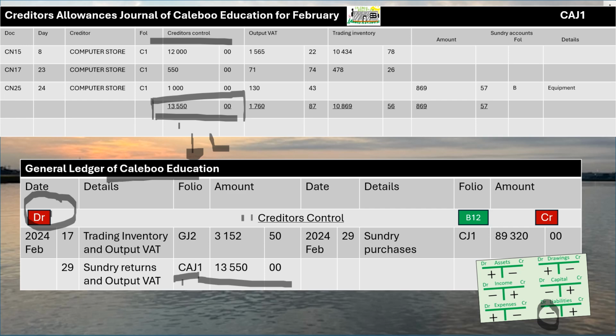So what we're doing is we're doing all the transactions, or a summary of the transactions, and at the end of the month we're posting it to the control account in the general ledger. All these transactions were posted to the creditors ledger on a daily basis. This year we're just doing it on a monthly basis.